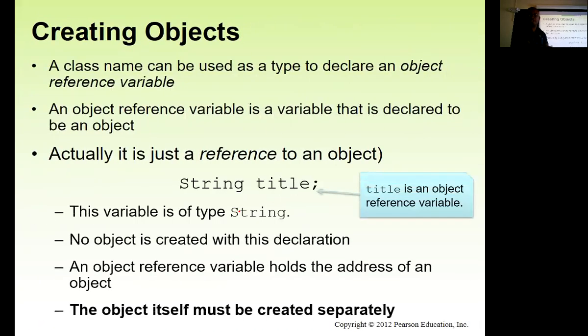All right, so the variable is of type String. No object is created with this declaration. So we have not instantiated title. So there is no instance that exists. The only thing that exists now is title being a reference to a String, right? Now an object reference variable holds the address of the object. And so you have to now create the object itself separately.